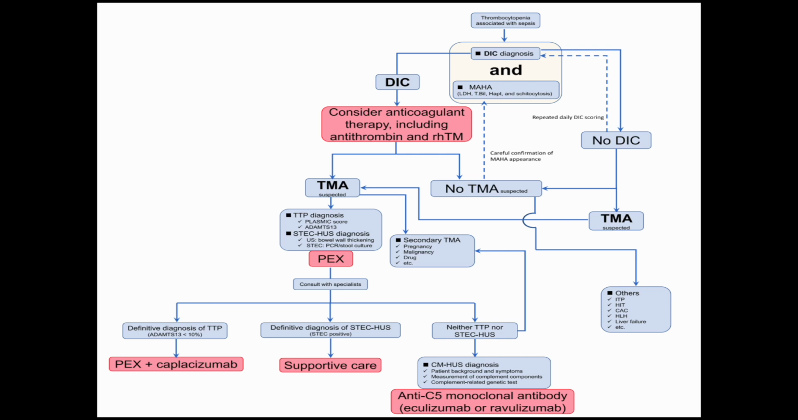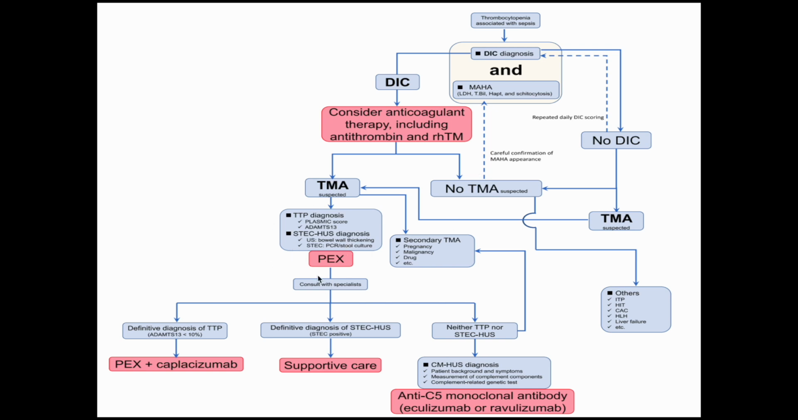So this algorithm basically shows us how to approach thrombocytopenia in patients with sepsis. Initially, try to find out whether the patient has DIC or not. If the patient has features of DIC, then consider anticoagulation therapy including antithrombin and recombinant thrombomodulin. If the patient has no DIC, then try to find the TMA. In the meantime, you can also be looking for the MAHA. If TMA is confirmed, then try to find out whether it is TTP or HUS and base your treatment on that. If the patient is not showing any of the features, then you can repeat your scores to see whether the criteria are met later on.